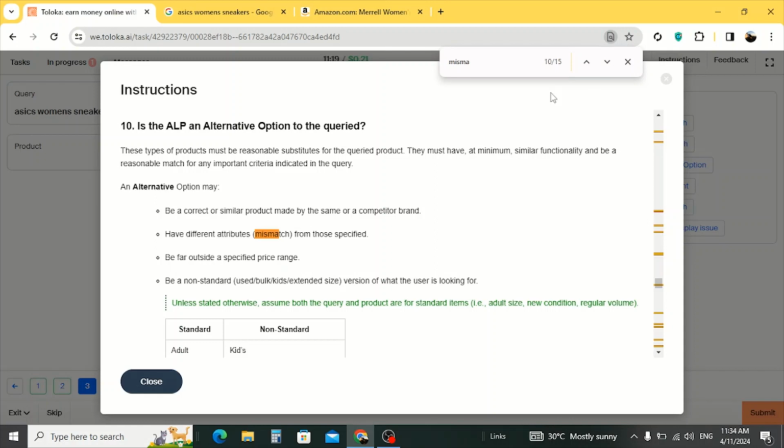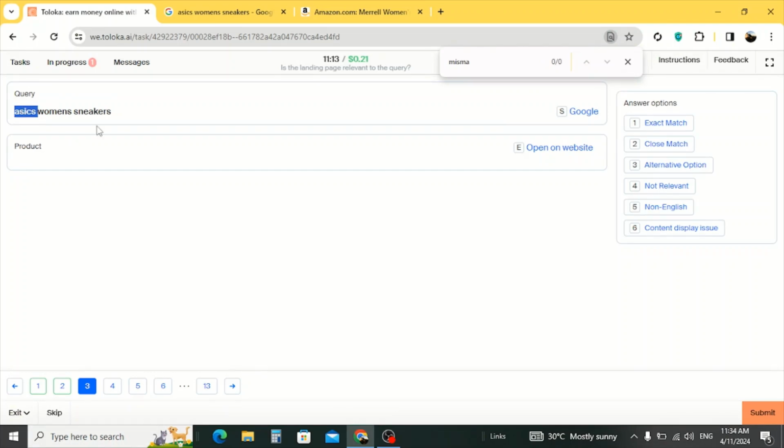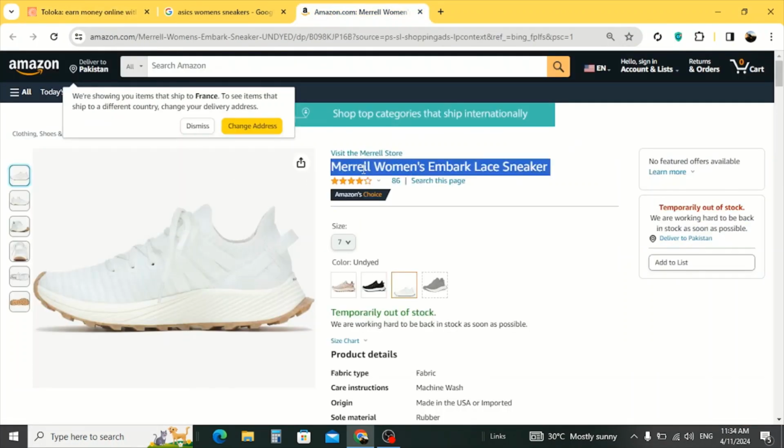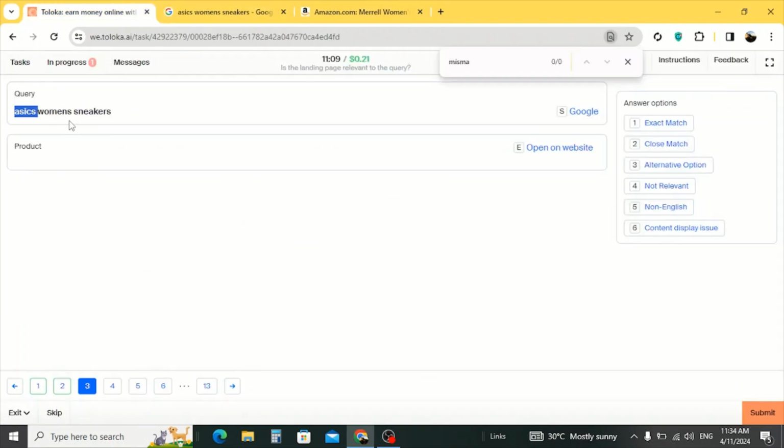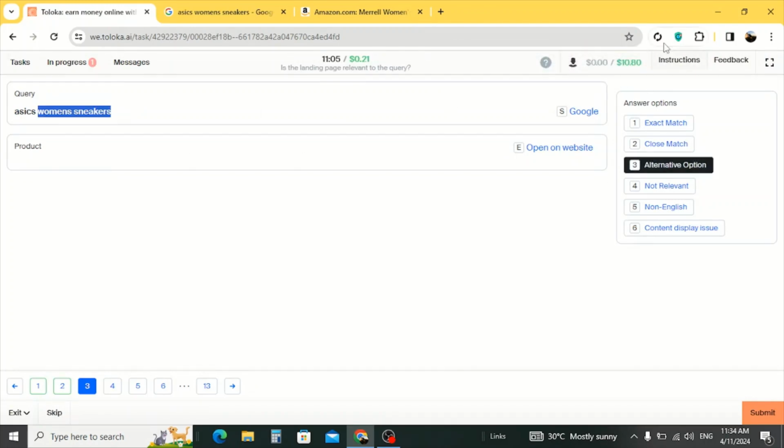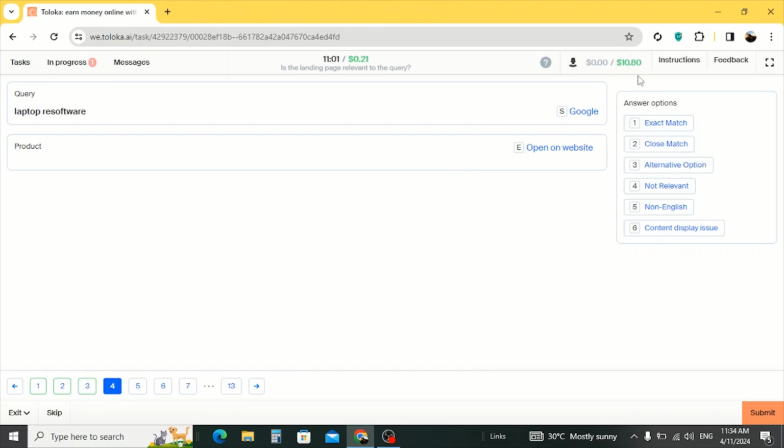So next, going for mismatch: if you have a different mismatch for those specified, then this is an alternate option. So in this case, Aces and Merrell, these are two different brands, so it is a mismatch, not a missing value. So in case of mismatch, you should go for alternate option. I hope this is clear enough.